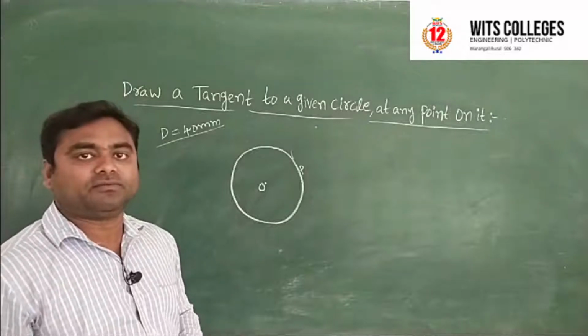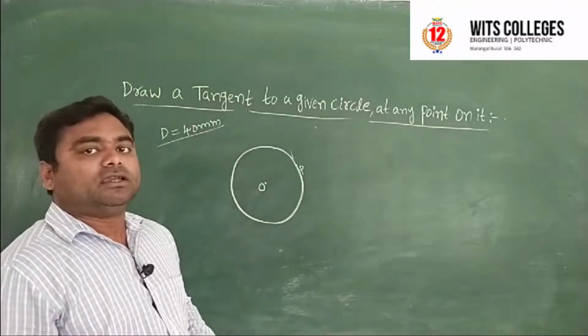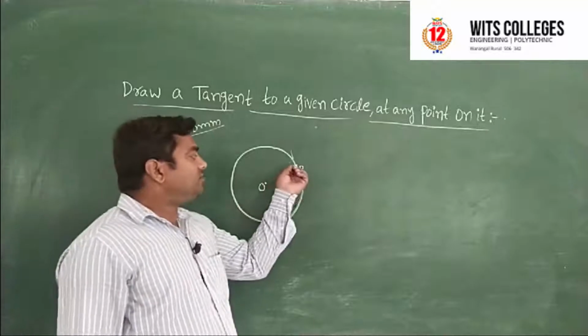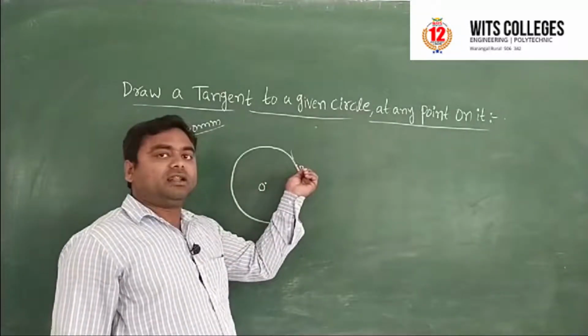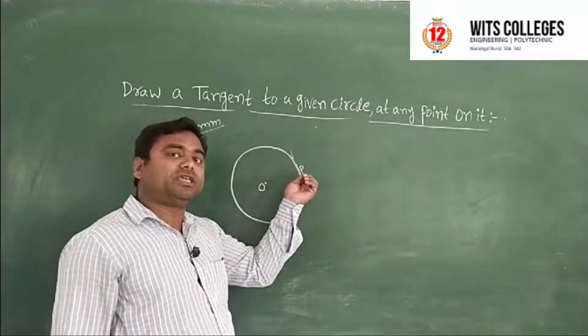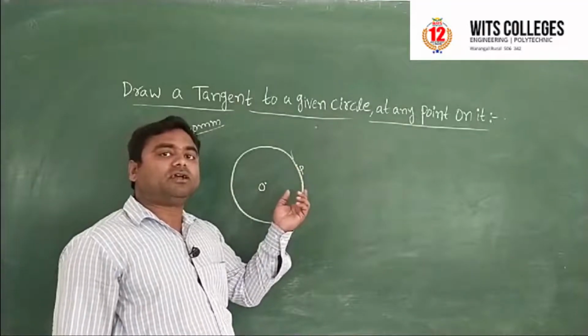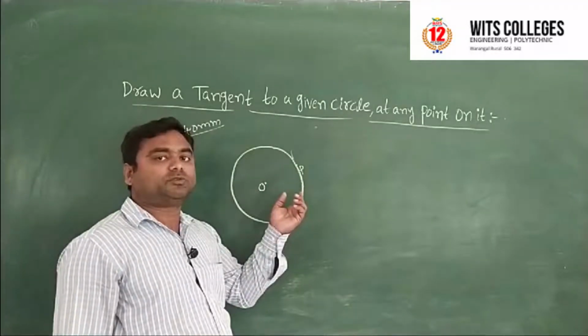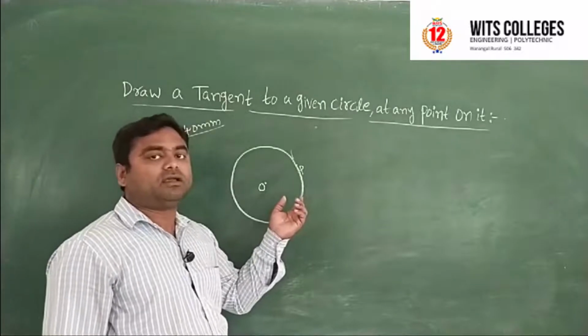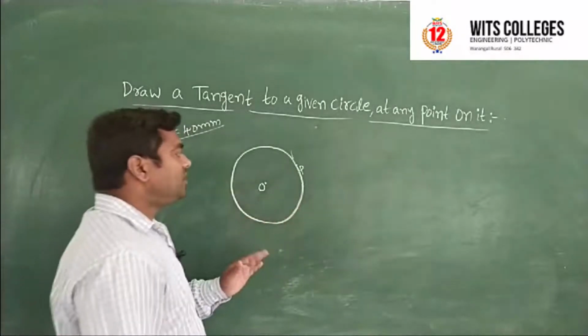How do we draw it? What is a tangent? It should touch the circle at a single point. So it should be like that. In Telugu, we call tangent a sparsha rekha. Okay, so how to draw it?